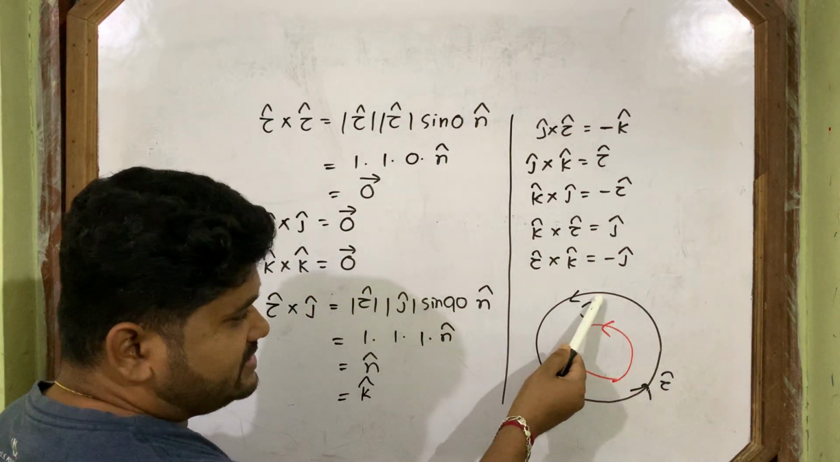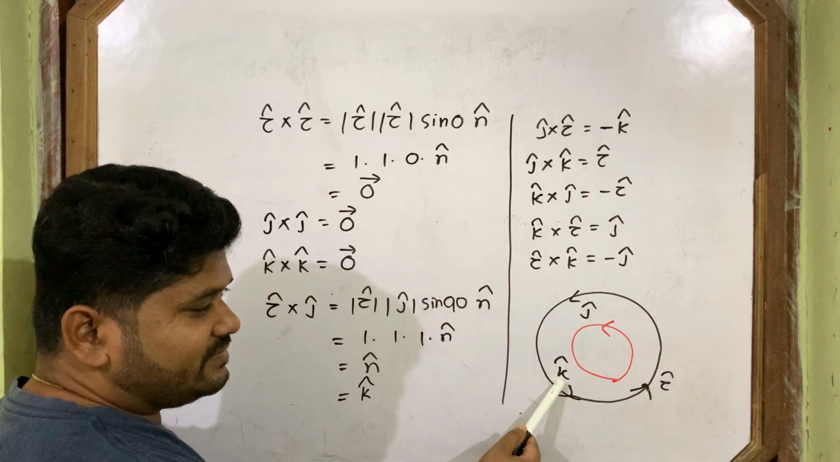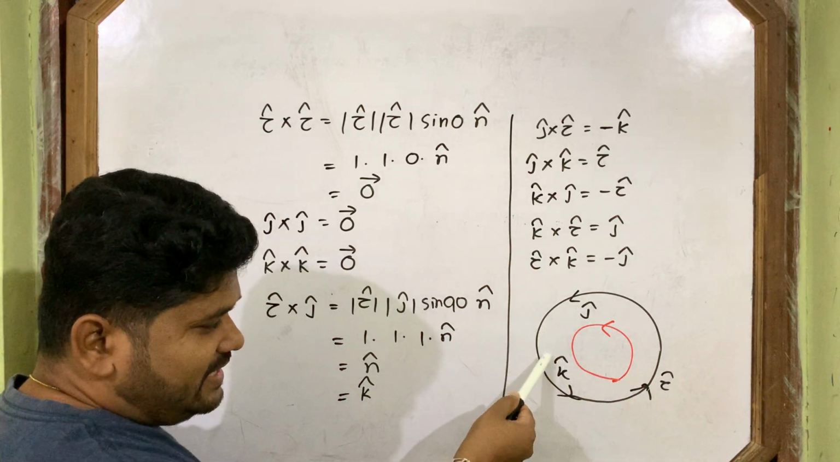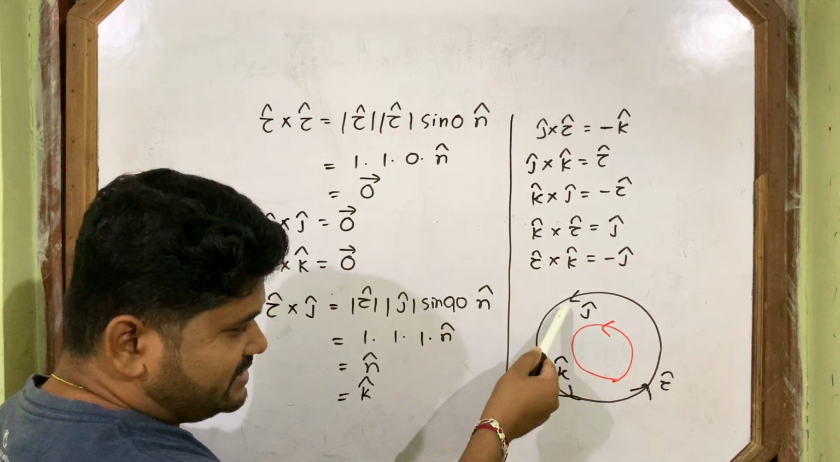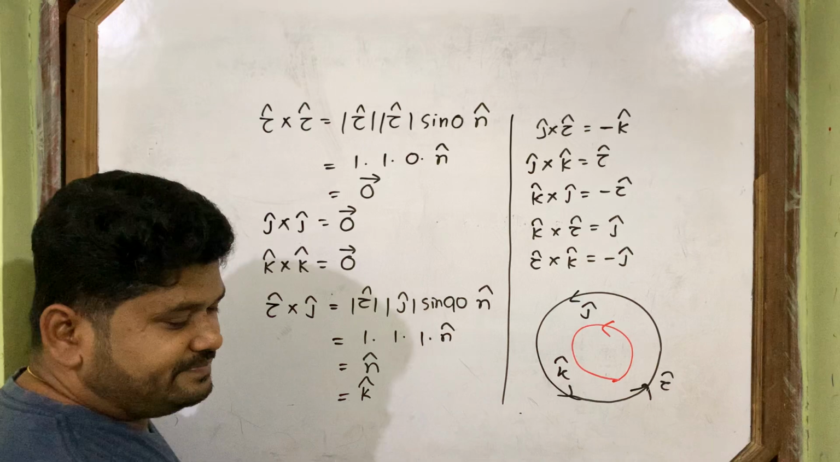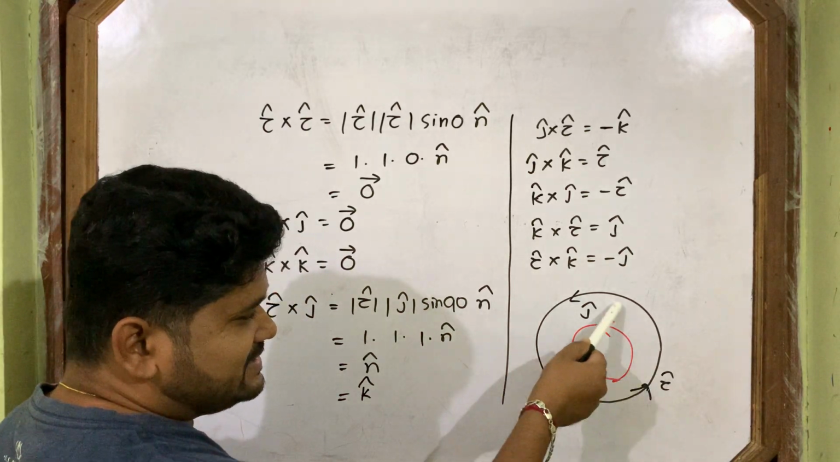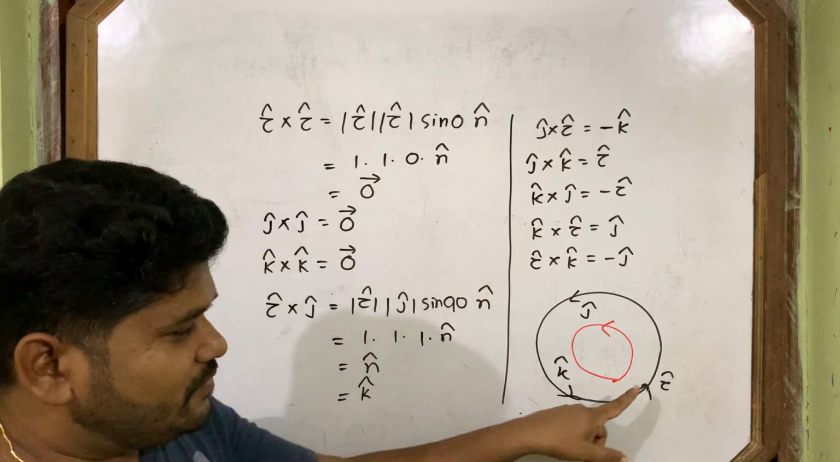I cross j, the answer is k cap. Next, j cross k, the answer is i cap. Then k cap cross i cap, the answer is j cap. You have to move like this.